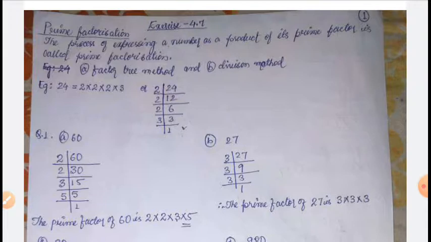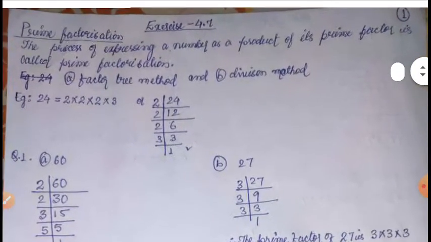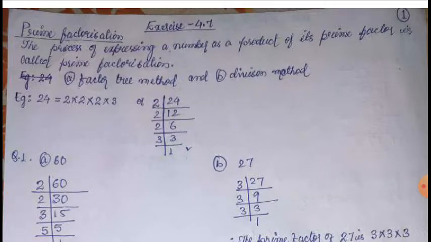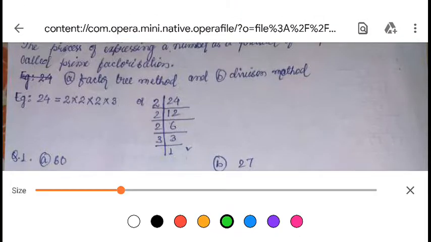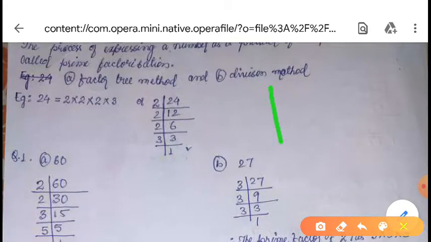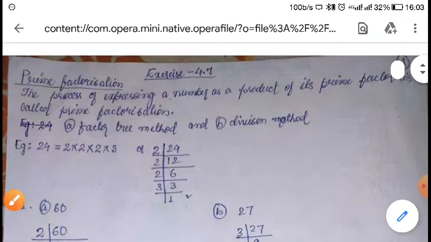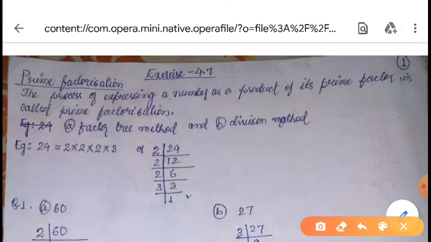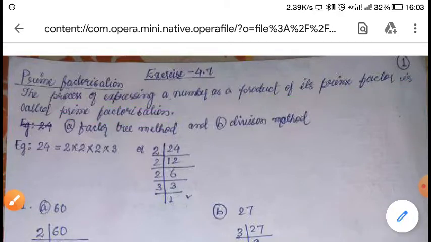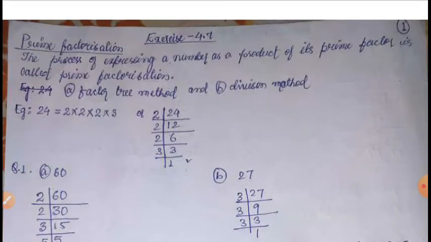Before starting exercise 4.7, we will understand what prime factorization is. As you can see here, it is given in a definition: the process of expressing a number as a product of its prime factors is called prime factorization. In this unit exercise, we will learn about prime factorization.